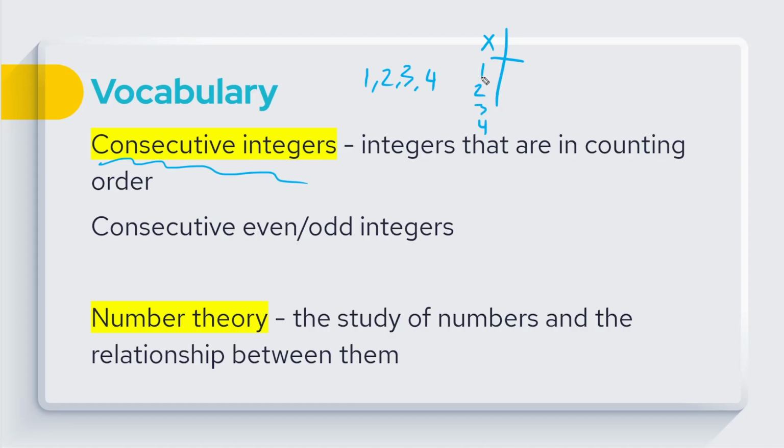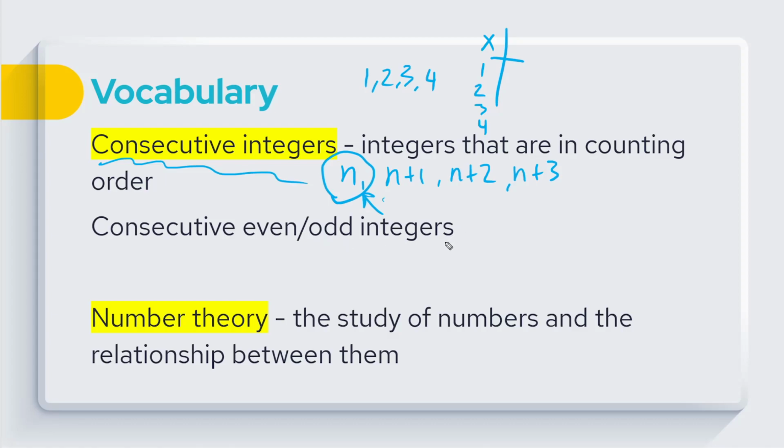And one way to say this is n, n plus 1, n plus 2, n plus 3. So n is your first integer in your counting order, and then every time you're adding 1. This way we can always be talking about whatever number we're on in relation to one original variable.